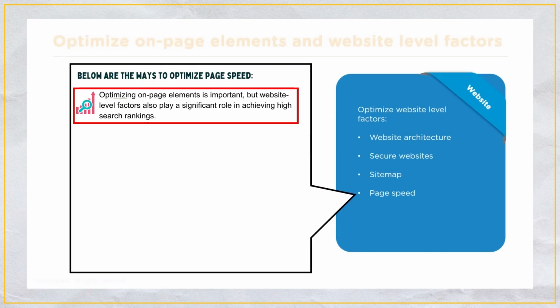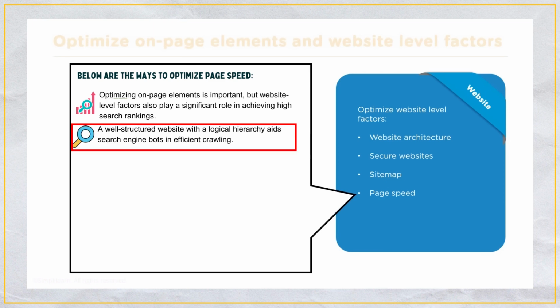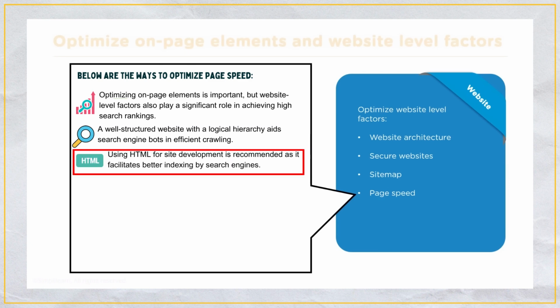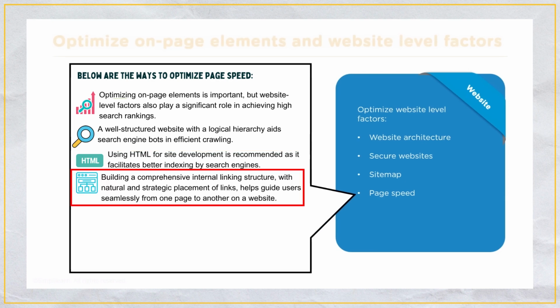Optimizing on-page elements is crucial, but website-level factors also contribute to high rankings. A well-structured site with a logical hierarchy facilitates efficient crawling by search engine bots. Using HTML for site development is recommended for better indexing. Building comprehensive internal linking structures with natural and strategic placements of links guides users from one page to another.